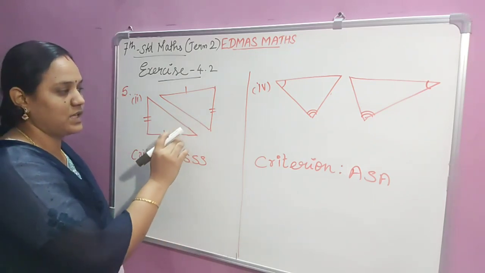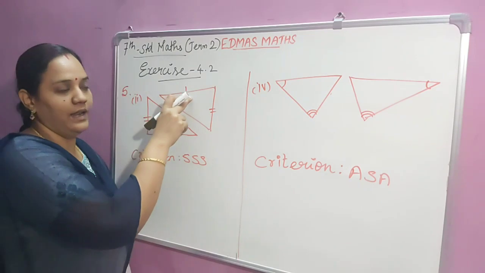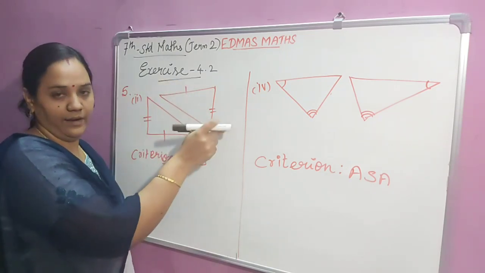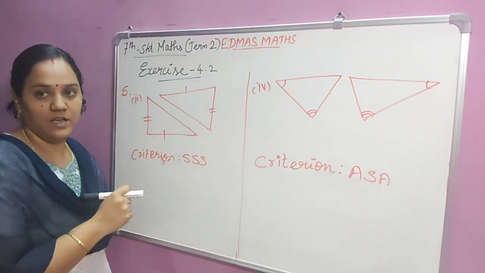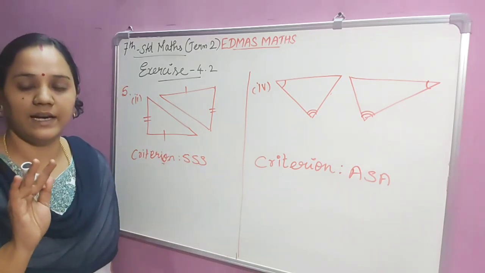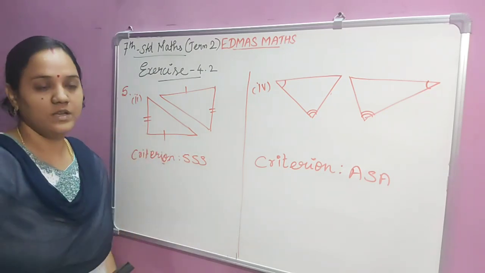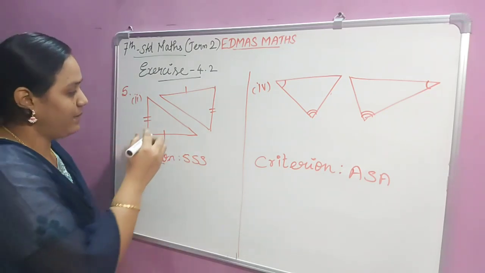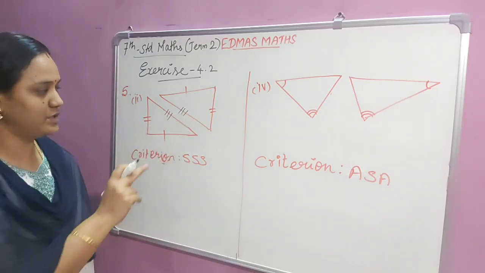The triangles are given like this. Okay. Here they represented the single line and double line. The criterion is SSS. So SSS means 3 corresponding sides it should have. But here they marked only 2. So we can mark the remaining thing as required information. So this is your answer.